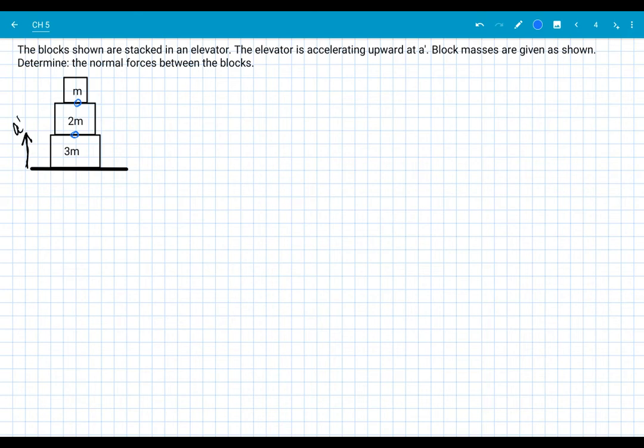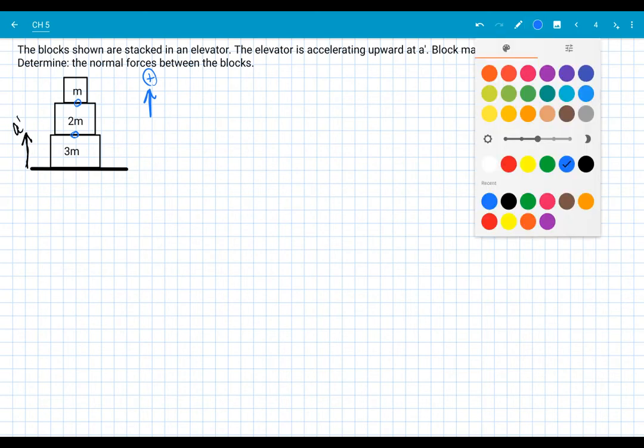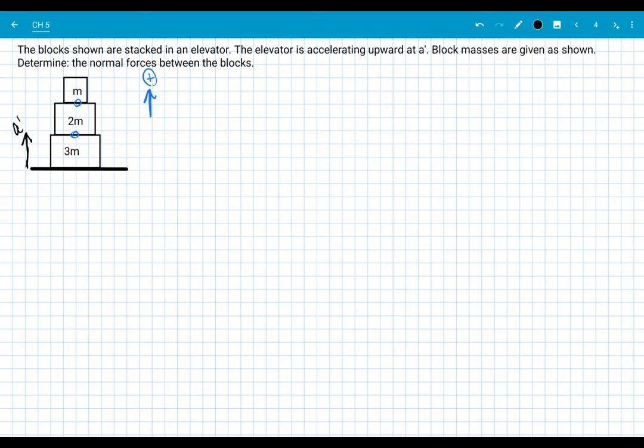I'm going to go ahead and say upward is positive. My acceleration direction I know is upward. That's given to me clearly in this problem. So I'm going to set upward to be positive for everything I do here. And then I'll go ahead and start free body diagrams.